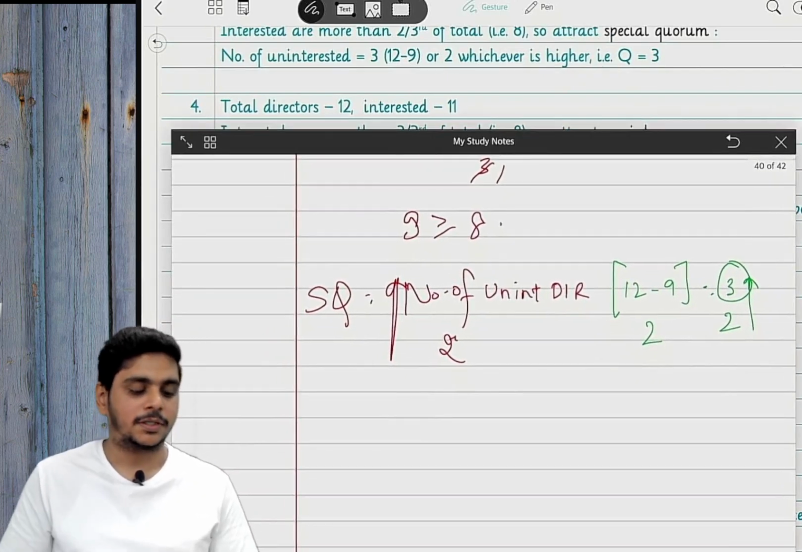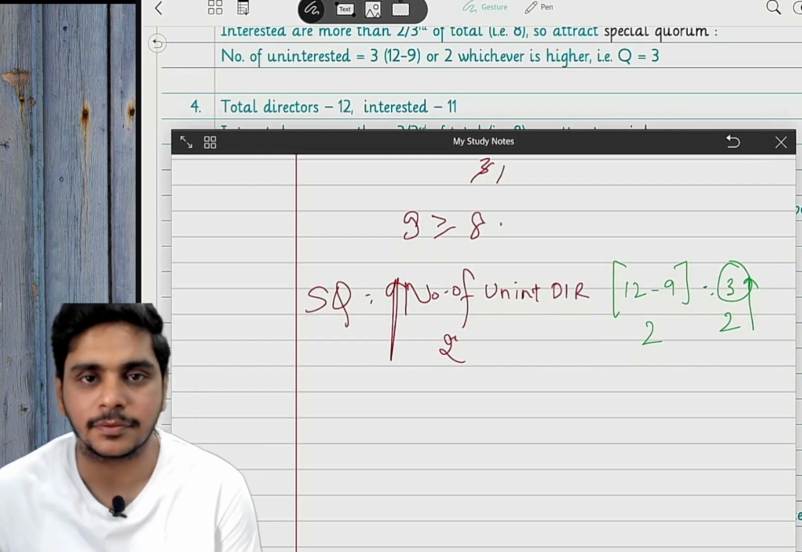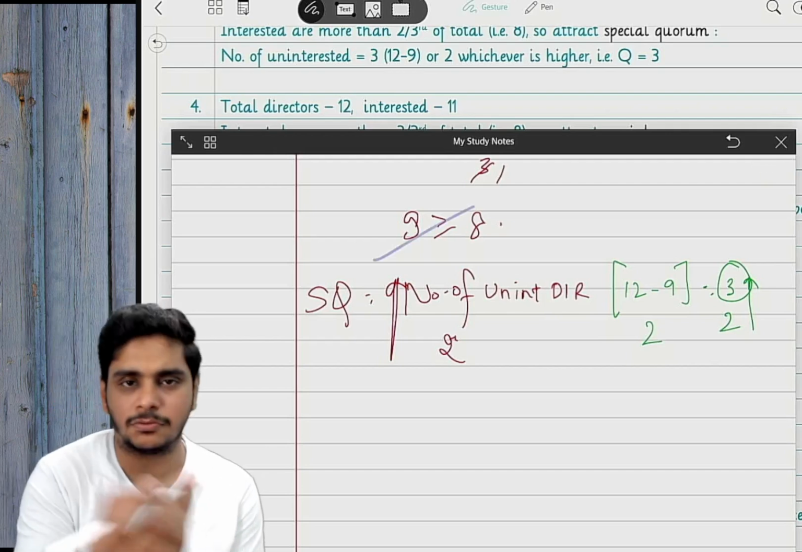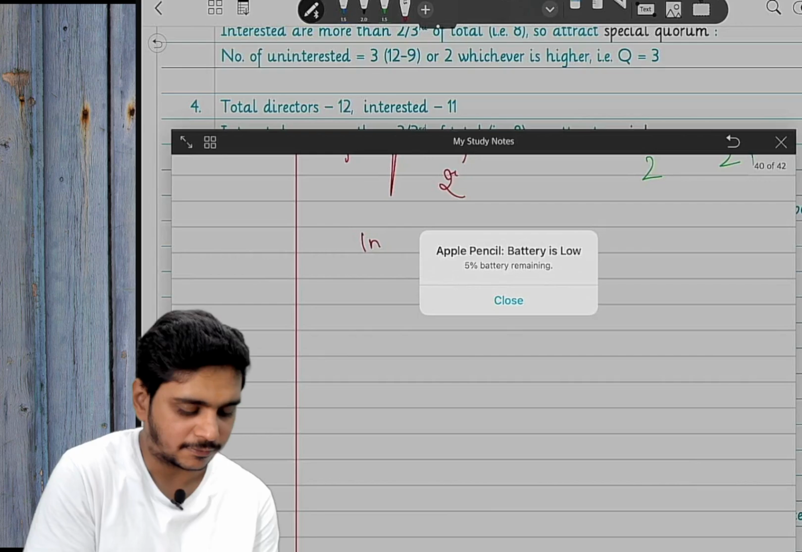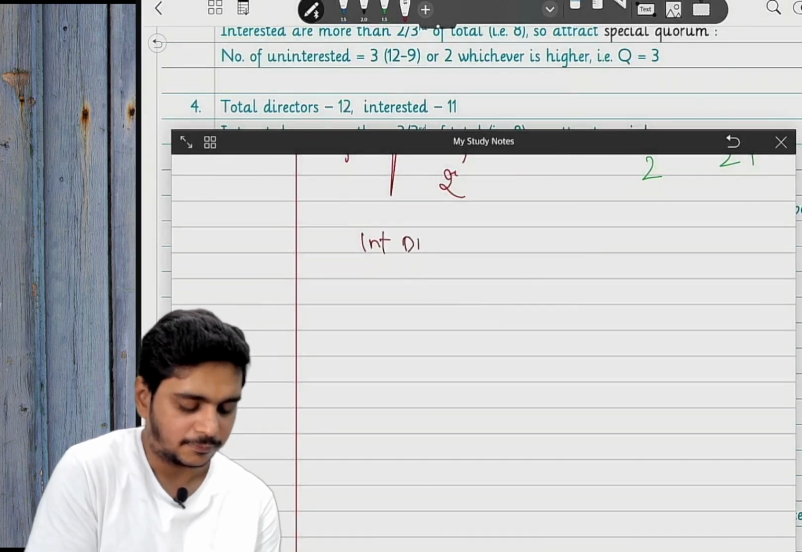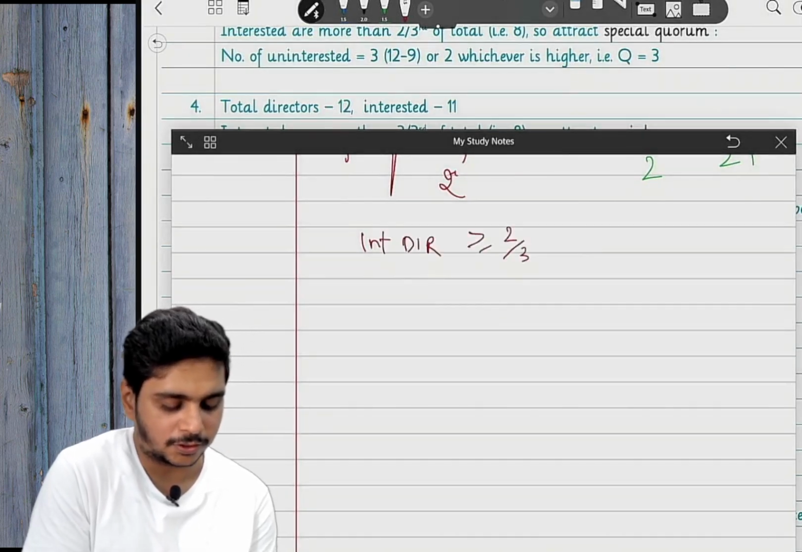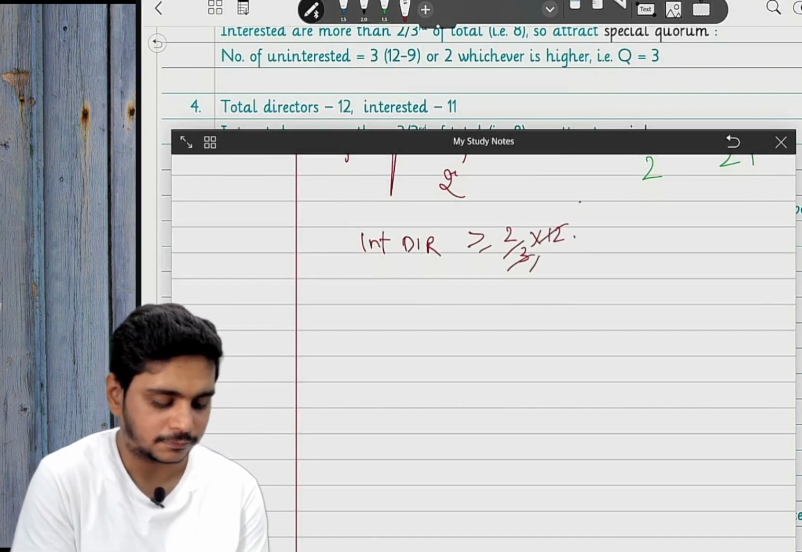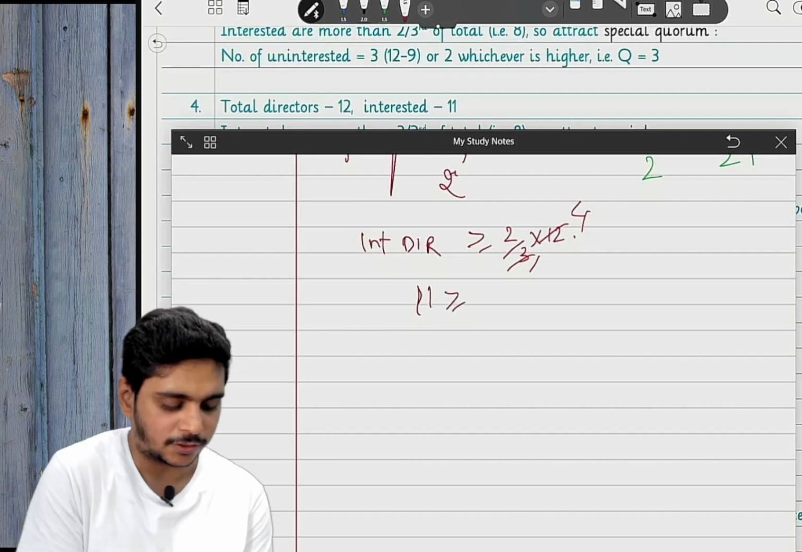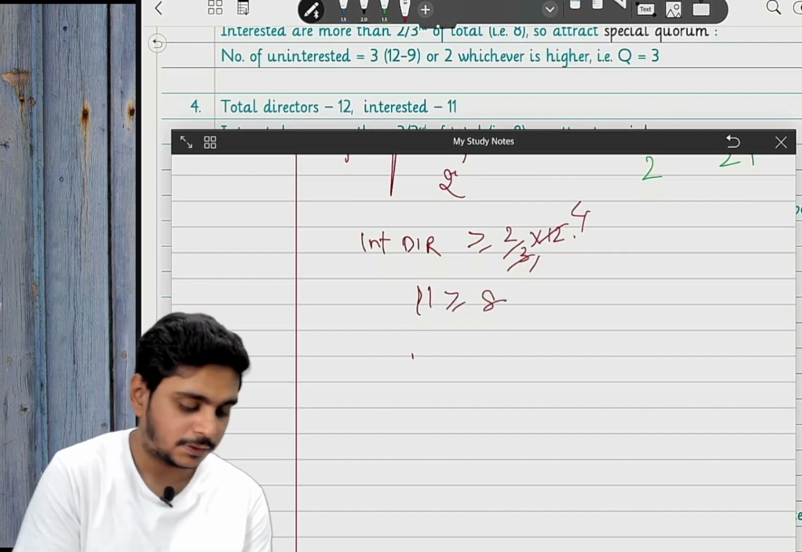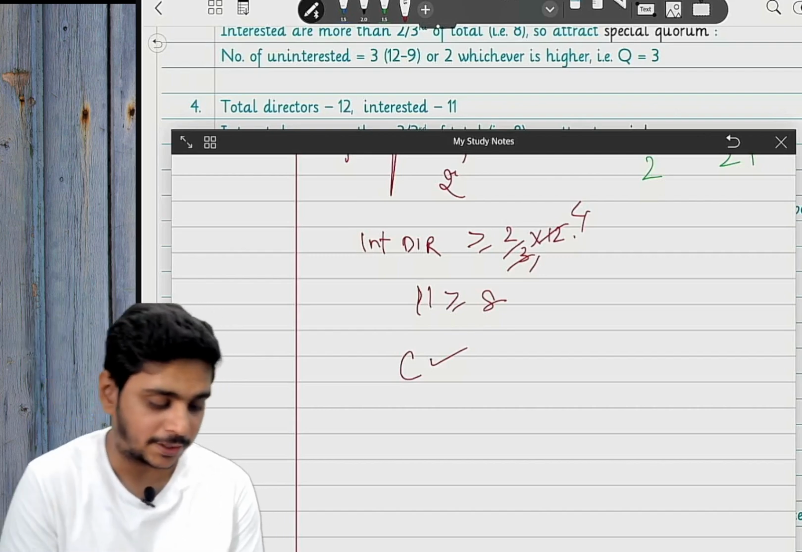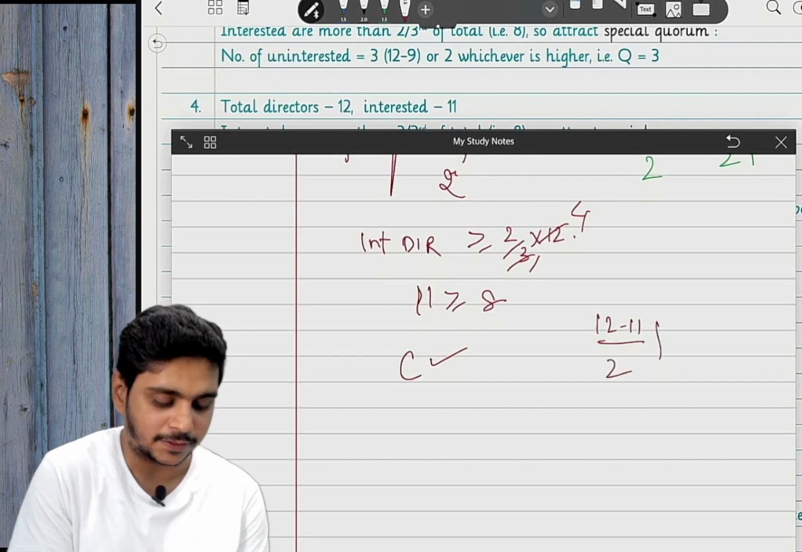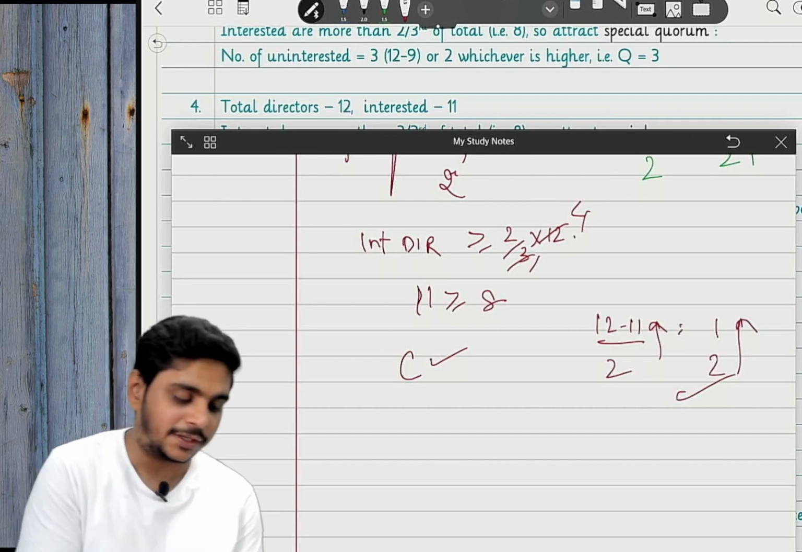Now total directors are 12, interested is 11. The condition is satisfied, it's logical, you can see it. The number of interested directors should be more than or equal to 2/3 of the total. 11 is more than or equal to 8. Condition satisfied, so my quorum would be special quorum. Special quorum is 12 minus 11, or 2, whichever is higher. 1 or 2, which is higher? 2. But only one is uninterested.